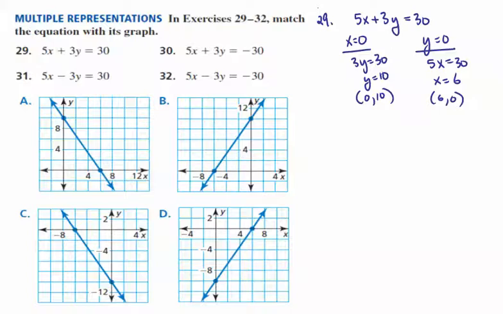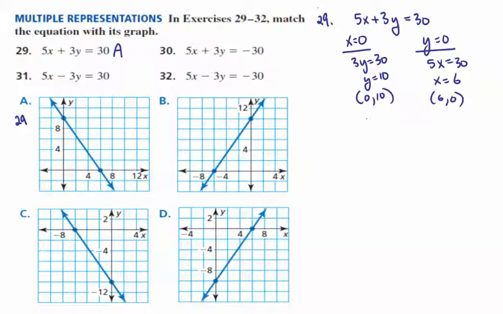So we're looking for the graph that has x is 0, y is 10. Well, A has that, and B has that. However, the second point, x is 6, y is 0, that is going to be only with A. So that means that 29 has to be A. Alright, let's go on to the next one.